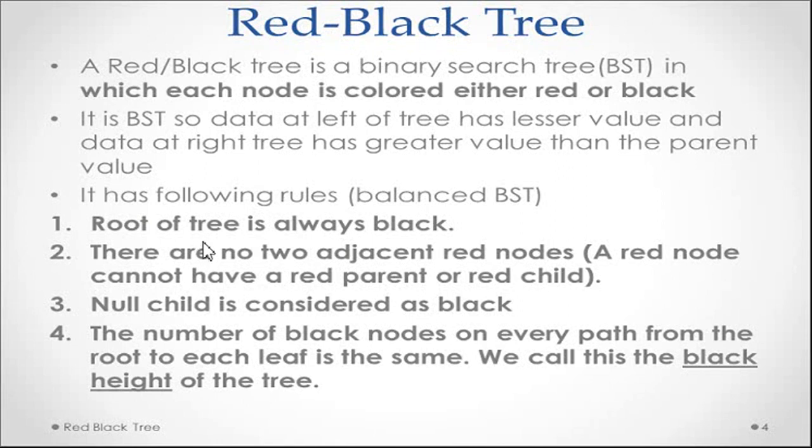The root of the tree is always black. This is the first property. There are no two adjacent red nodes, meaning a red node cannot have a red parent or a red child. A null child is considered black. Then the fourth property: the number of black nodes on every path from the root to each leaf is the same. That is called black height. Now we'll see examples of red black trees.